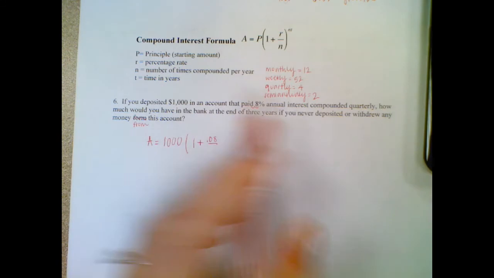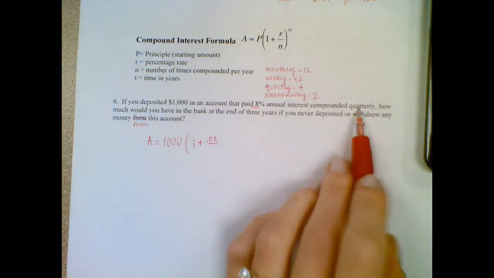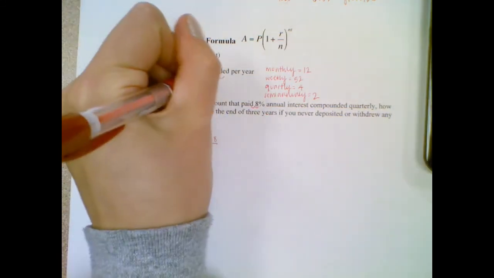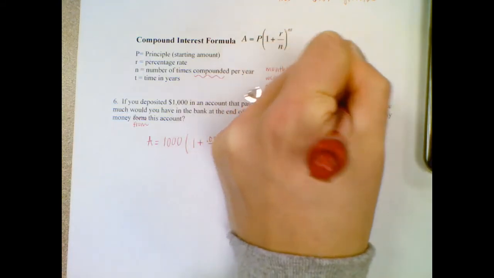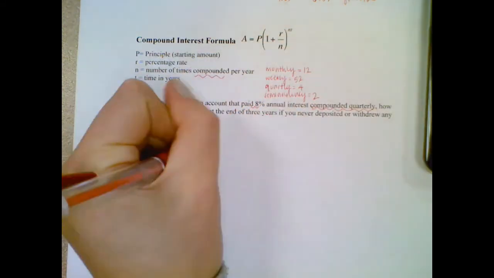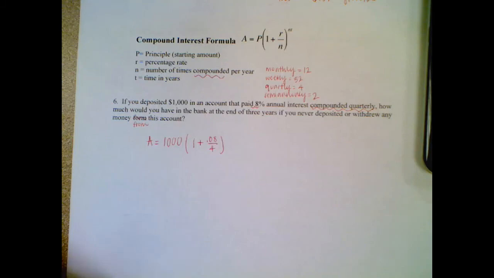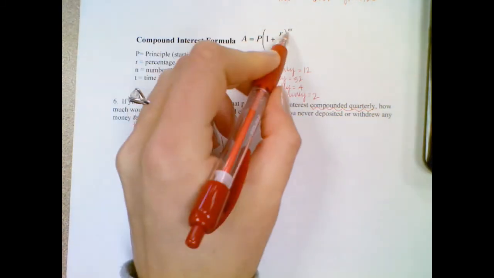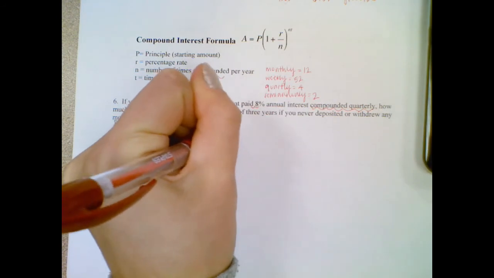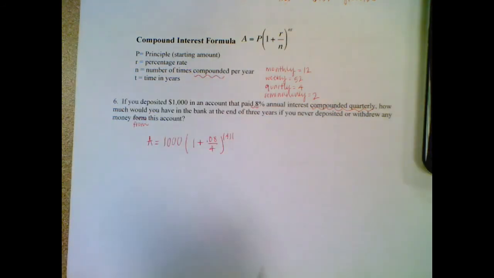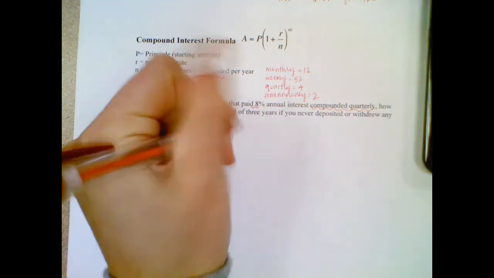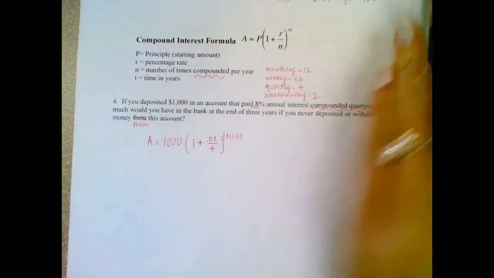over my n value. It says we're compounded quarterly. So n is the number of compoundings per year. So compounded quarterly, there's 4 quarters in a year. So we're going to use 4. If that said monthly, we would use 12 and so forth. Then I'm going to plug n up in the exponent as well. And then t, it says at the end of 3 years. So I'm going to plug in a 3 right there.